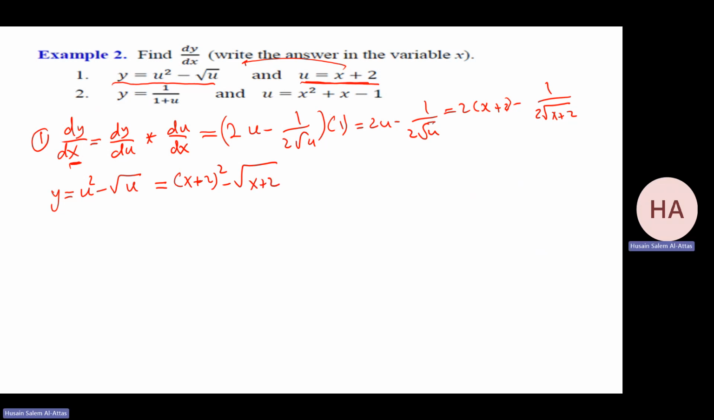So y prime will be 2 times (x plus 2), derivative of this, which is 1. Who cares? I can think of the root as x plus 2 to the power half. So I have minus half (x plus 2) to the power minus half, derivative of this, which is 1. So that will be what? 2(x plus 2) minus 1 over 2 root x plus 2, which is the same answer.